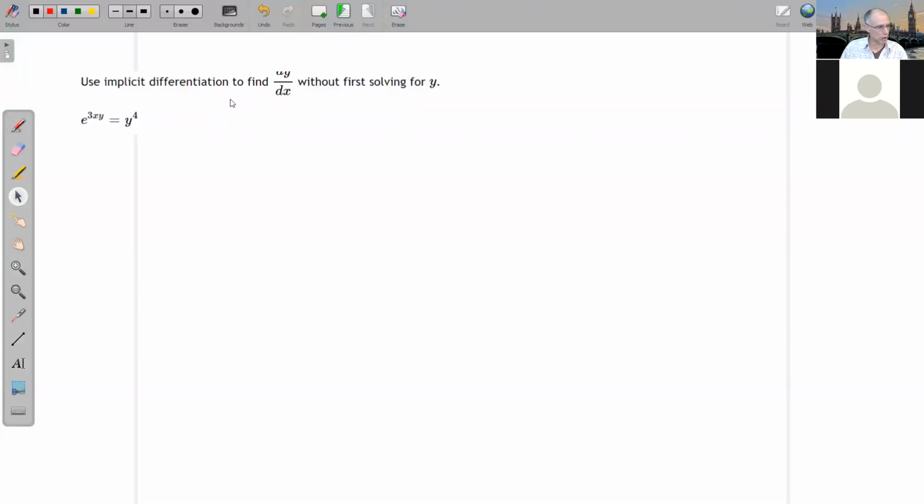So this problem ended up in homework 3.8 prematurely. It really belongs in homework 3.9. I'm not sure how I accidentally put that in there, but I did. So we're going to come back to that.